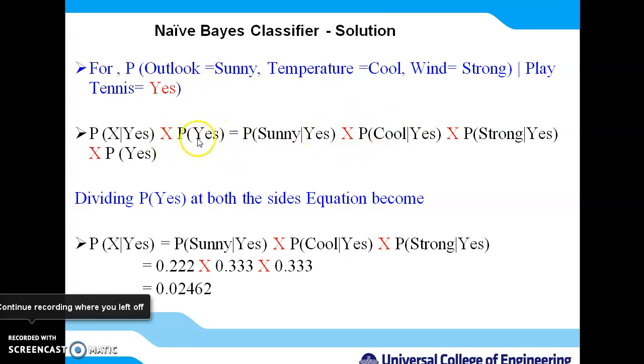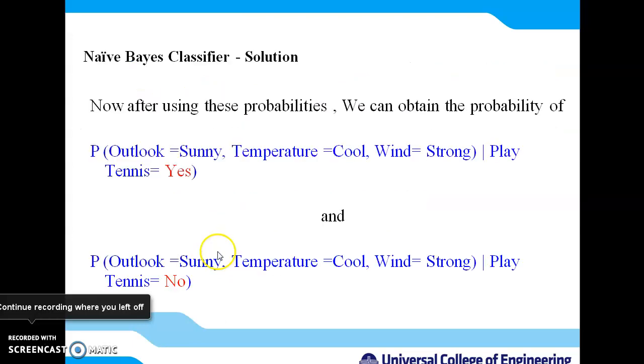So we can see that there is a common term, the probability of yes, on both sides, so we can simply divide by P(yes) so that it gets cancelled. What is our last simple formula? The probability of the unseen tuple x supporting the decision yes is nothing but the product of the values we have computed. For that purpose, just refer to the previous table.